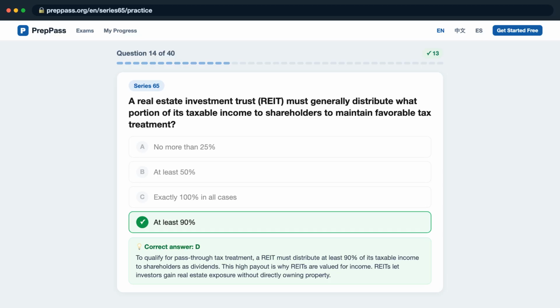To qualify for pass-through tax treatment, a REIT must distribute at least 90% of its taxable income to shareholders as dividends. This high payout is why REITs are valued for income. REITs let investors gain real estate exposure without directly owning property.